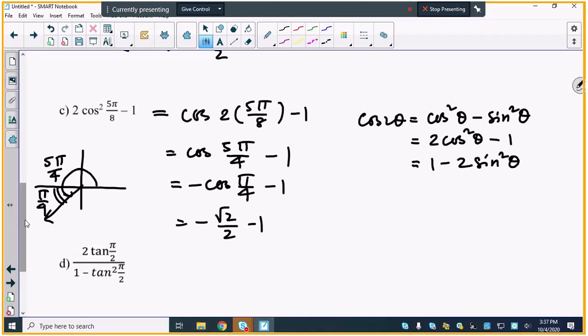I don't know why I'm writing this minus 1. I can keep writing it because the formula is just 2 cosine squared theta minus 1 equal to cosine 2 theta. So that is the answer to the question.